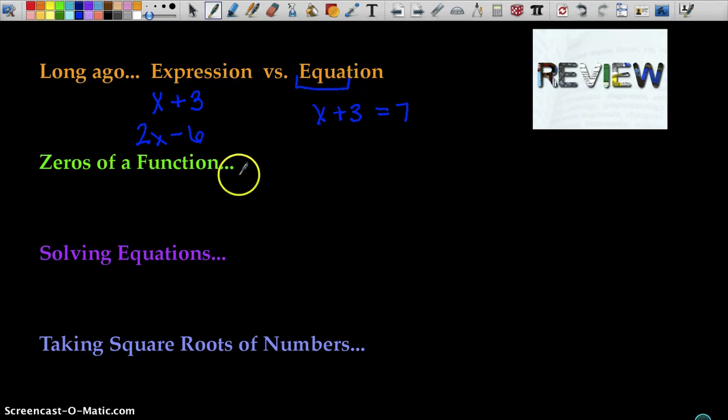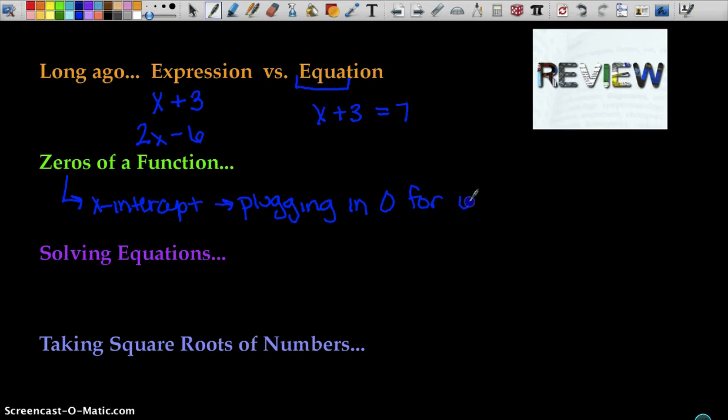Zeros of a function, remember that zeros was just another way of saying x-intercepts. And remember that x-intercept is wherever the graph crosses the x-axis. And we get that by plugging in 0 for y. And remember that y is also f of x or something like that.